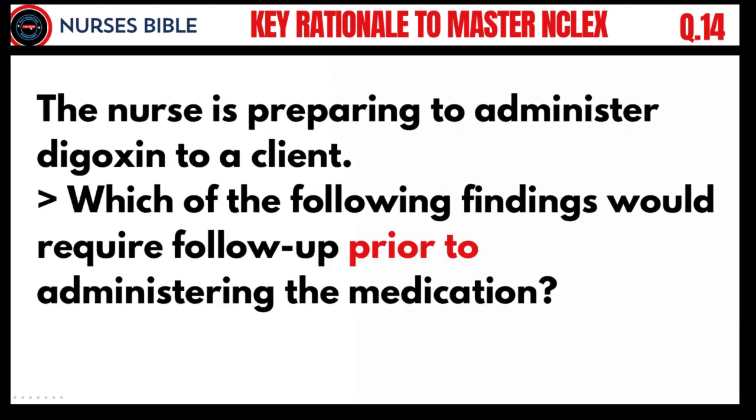The nurse is preparing to administer digoxin to a client. Which of the following findings would require follow-up prior to administering the medication? So let's think about what we know about DIG. DIG is a positive inotrope, so it's going to increase contraction, it's going to increase our cardiac output, okay? And it's also a negative chronotrope, meaning it's going to slow our heart rate. So let's look at our options.